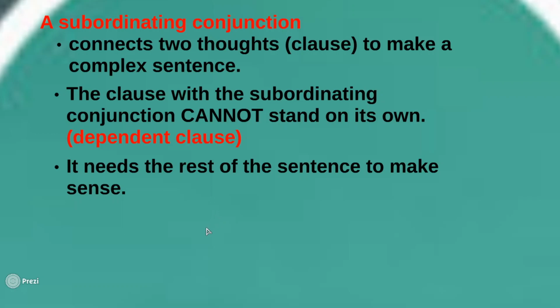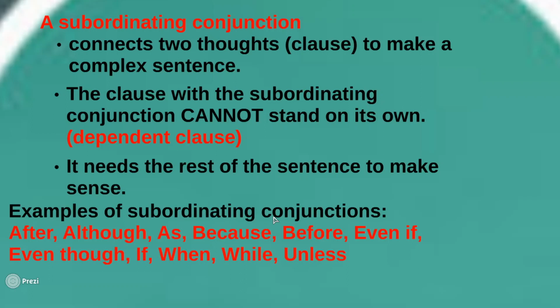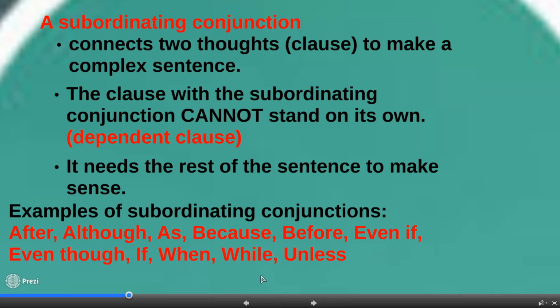So what are subordinating conjunctions? I have a list here of words that we use most of the time in our sentences, and we call these subordinating conjunctions. Here they are. Examples of subordinating conjunctions: after, although, as, because, before, even if, even though, if, when, while, and unless. So these words are what we call subordinating conjunctions. With these subordinating conjunctions, it gives us an idea about a group of words that cannot stand alone, which we call a dependent clause. We're going to discuss the dependent clause later. So let's focus on some examples.